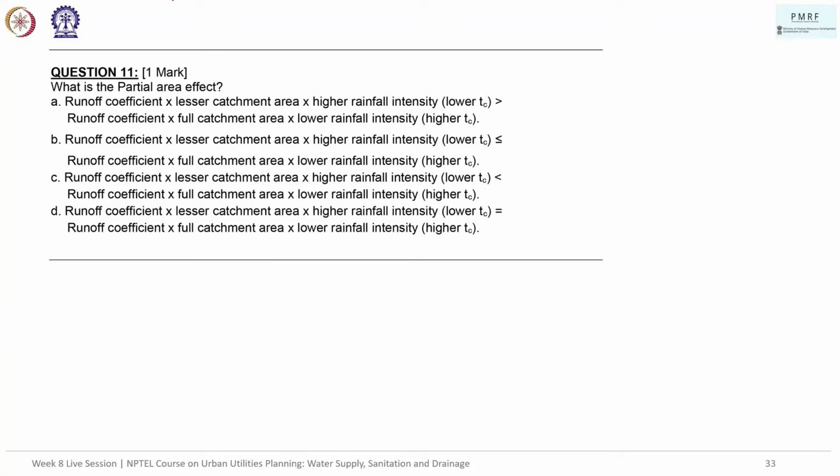What is the partial area effect? Is it runoff coefficient into lesser catchment area into higher rainfall intensity is greater than runoff coefficient into full catchment area into lower rainfall intensity, or is it lesser than or equal to? So essentially these symbols are the ones that are irregular. Is it lesser than or is it equal to? What is the equation that sort of captures the partial area effect? Any answers?